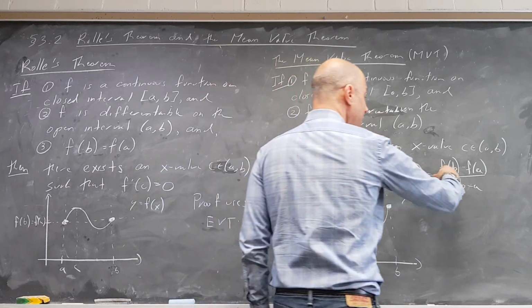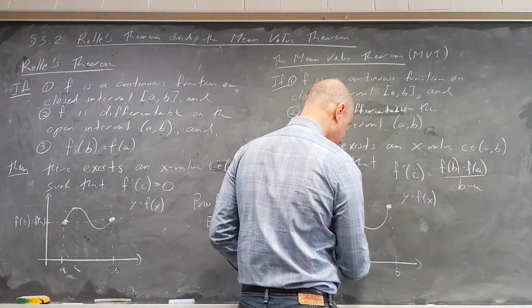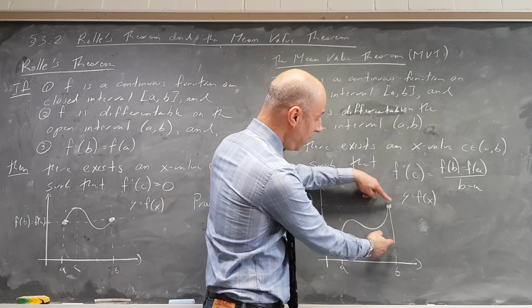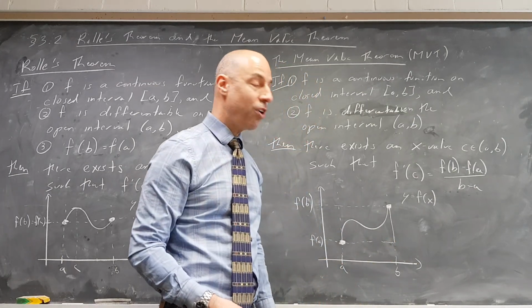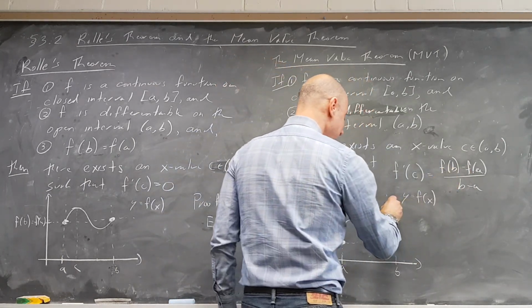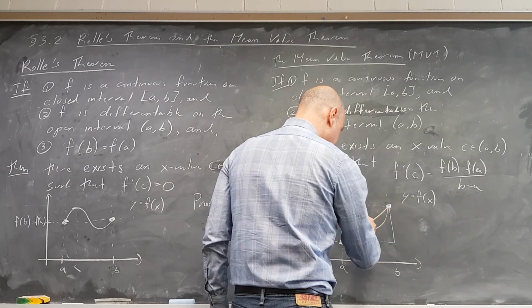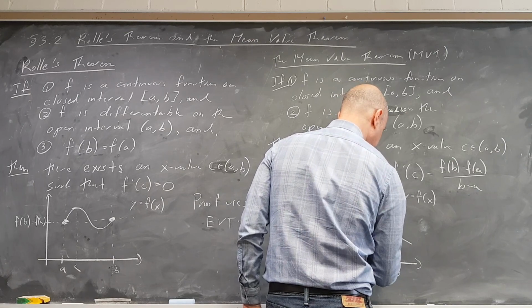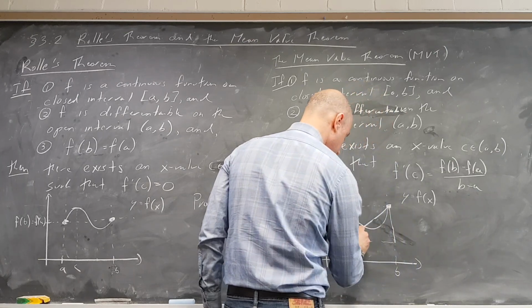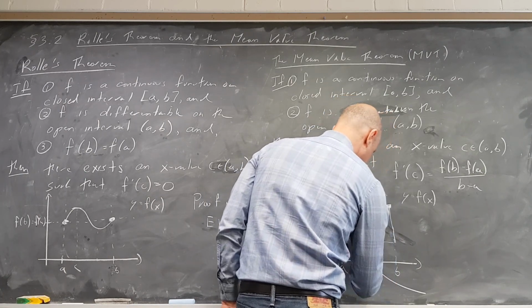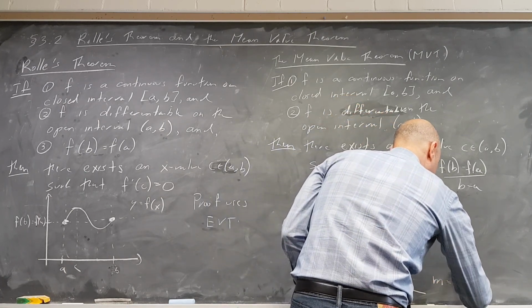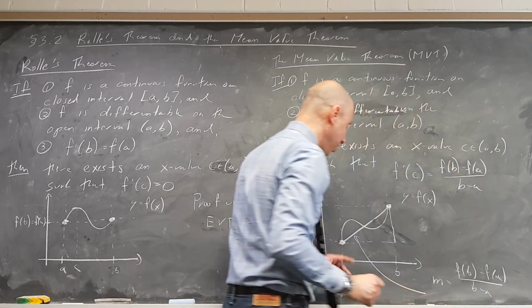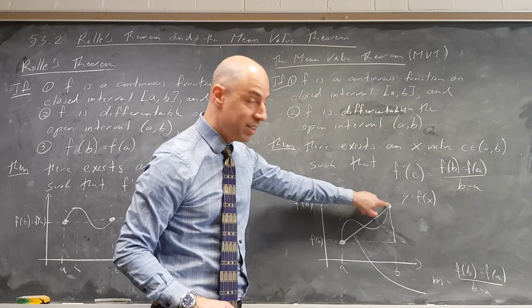Now, f of b minus f of a, that's this distance between these two y values, divided by b minus a, that's rise over run. That's just the slope of the line connecting these two endpoints. So the slope of that equals f of b minus f of a over b minus a. That is just the slope of the secant line connecting these two endpoints.